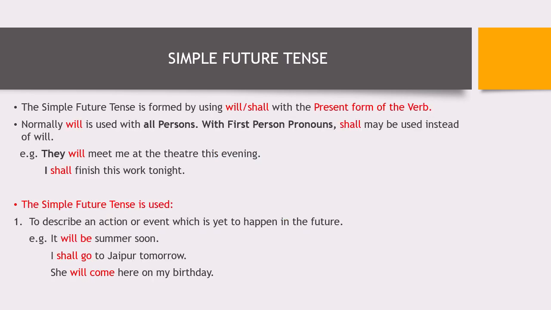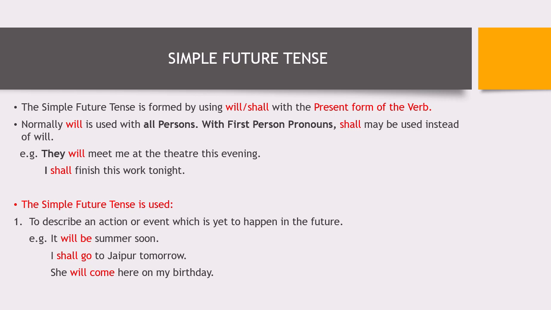Simple future tense. The simple future tense is formed by using will or shall with the present form of the verb. Normally, will is used with all persons. With first-person pronouns, shall may be used instead of will. For example, they will meet me at the theater this evening.